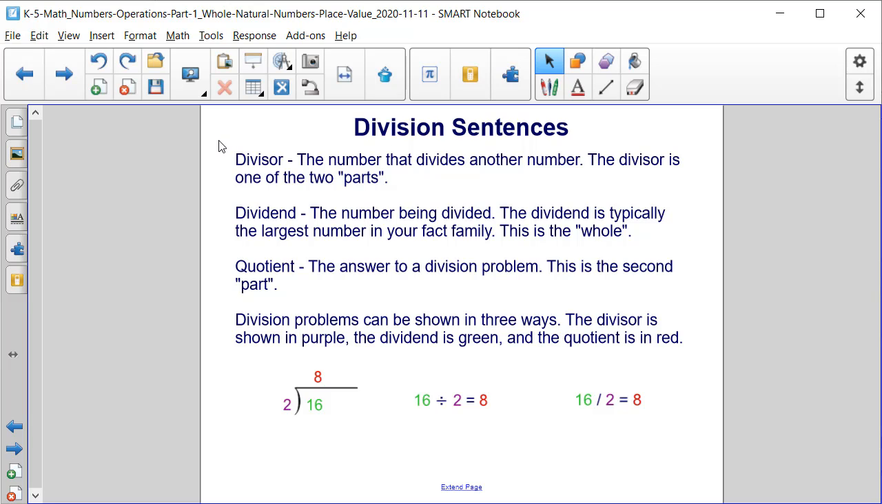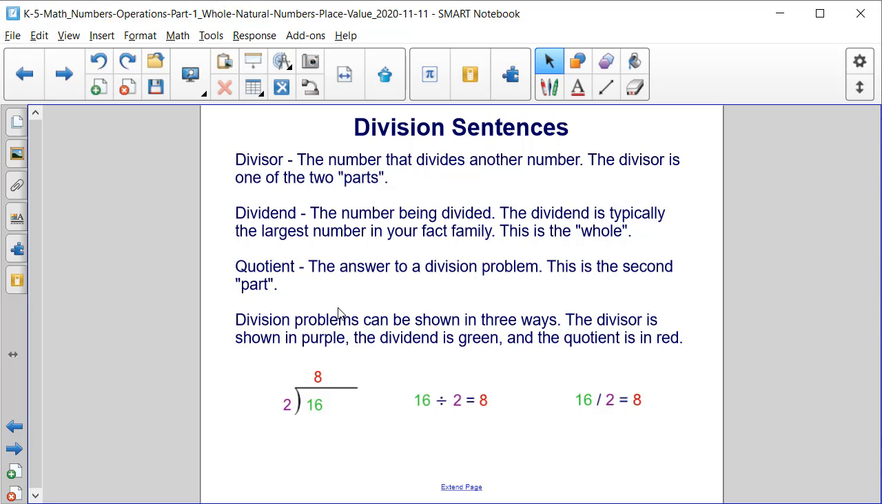When reading division sentences, we have 3 main components. One component is called the divisor, or the number that divides another number. The divisor is one of the 2 parts. Another term is called the dividend, which is the number that is being divided. The dividend is typically the largest number in your fact family, and this represents the whole. The quotient is the answer to a division problem. It is the second part of the division sentence.